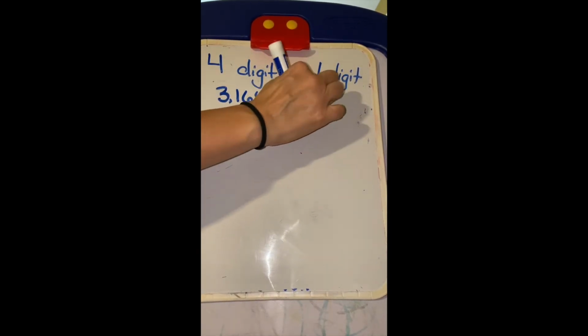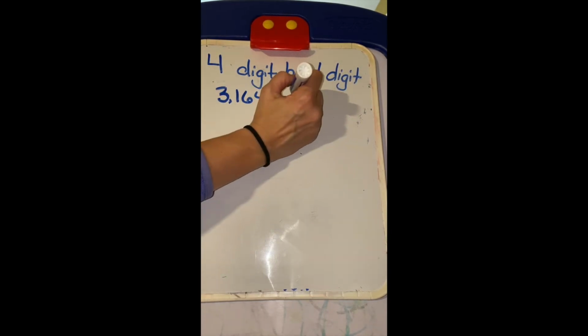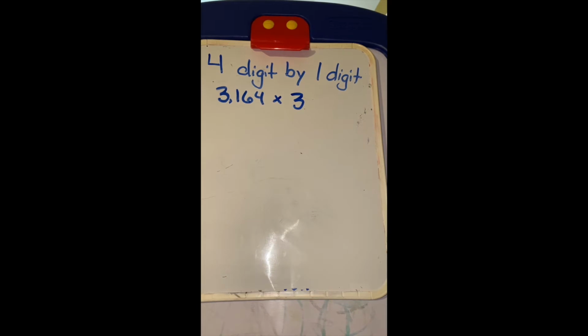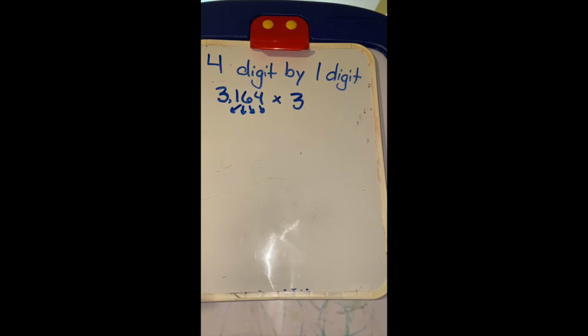We're going to multiply that again by 1 digit. Let's change it up and do 3 this time. Okay, so our multiplication problem is 3,164 times 3. Again, we're going to use the area model. We need to break up this digit into expanded form.